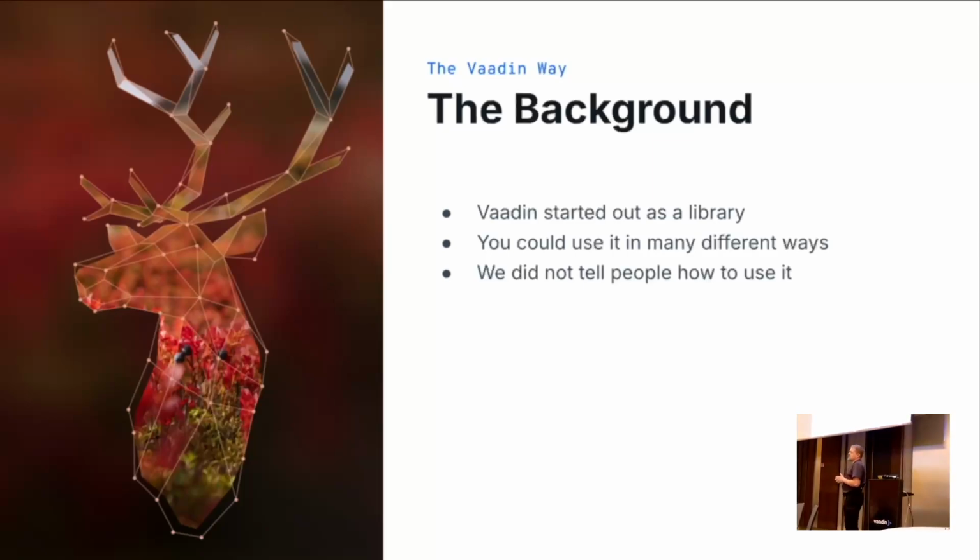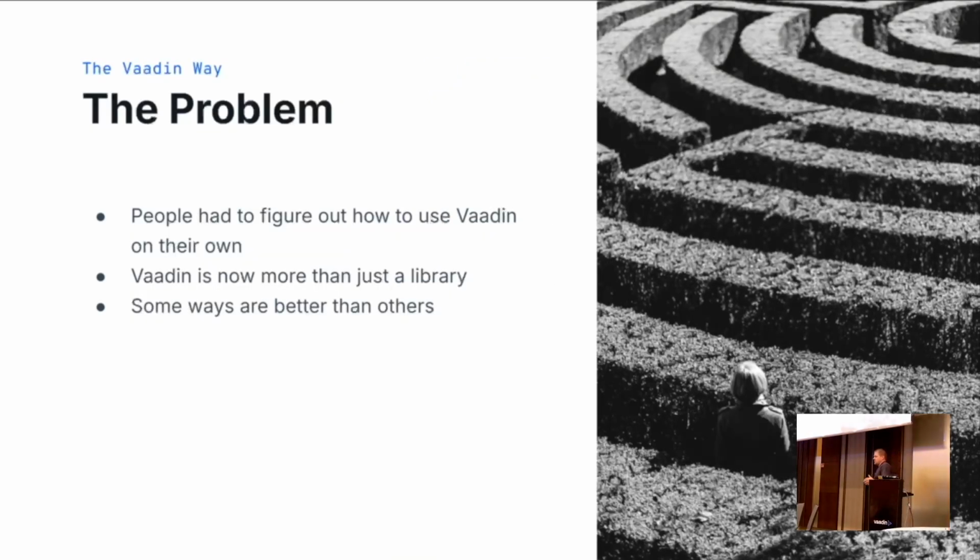Obviously, it was a Java library, so it worked with Java, but there wasn't any Spring integration. We didn't have any JPA integration. We didn't actually tell our users how to use Vaadin. You had to figure that out on your own. And it turns out that was a problem, because people had to figure out how to use Vaadin on their own. And let's just say that some ways are better than others.